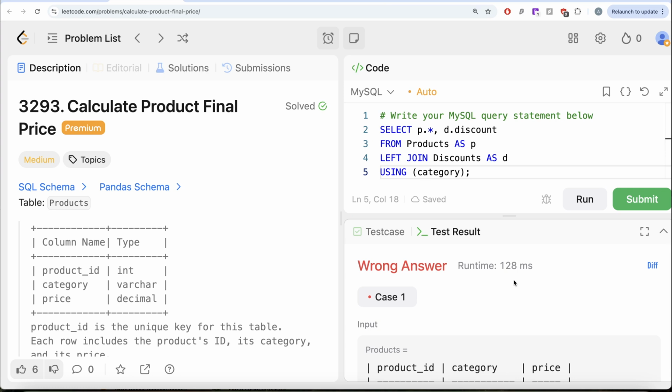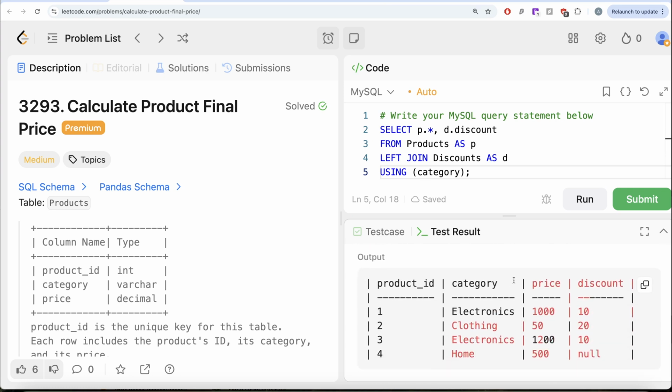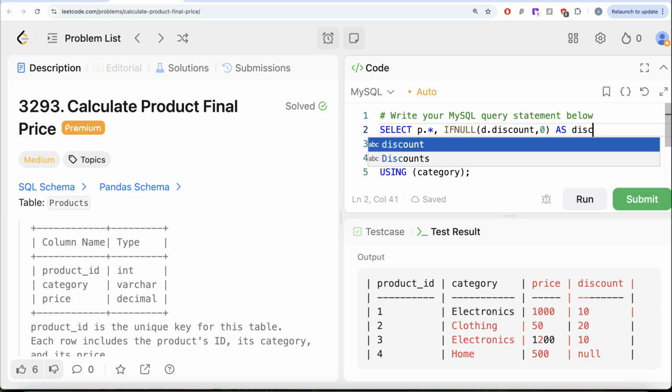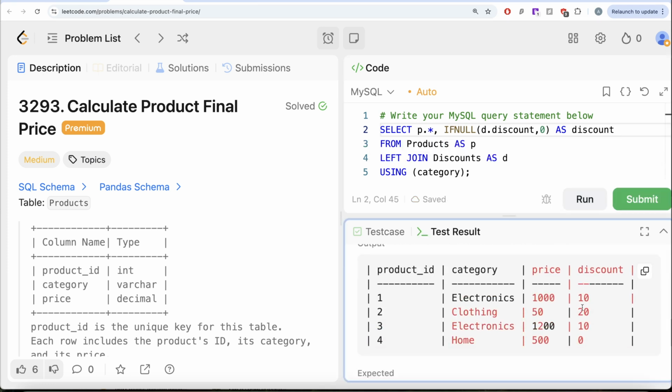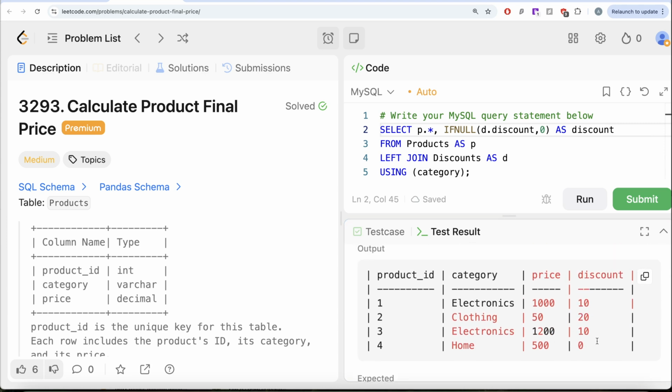Okay, so if I scroll this up and look at our output, we have all the products, their category and price, and the discounts. And if it is coming out to be null, basically there is no discount. So what we can do is say that if this comes out to be null, just replace it with 0. So if null, you replace this with 0 and let's alias this as discount and let me run this again and see what we get. So basically now this discount is 0.